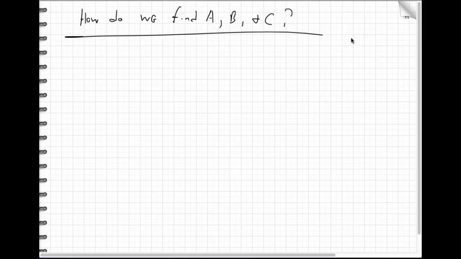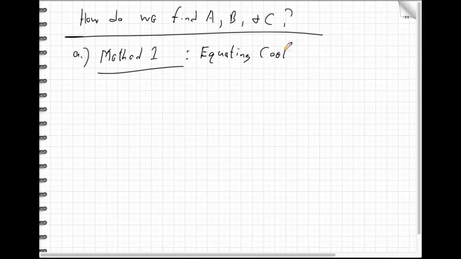So how do we find a, b, and c? All right, there's a few different ways. I'm going to say that's method 1, and I'm going to call that equating coefficients.